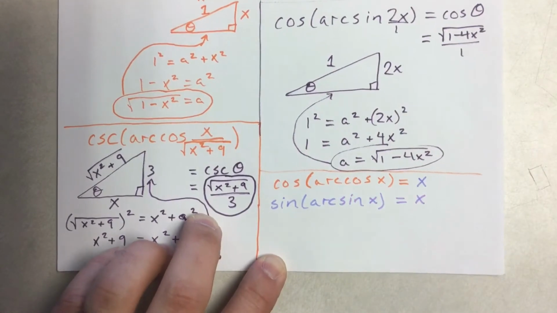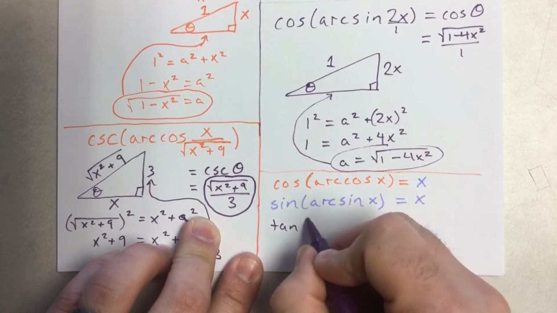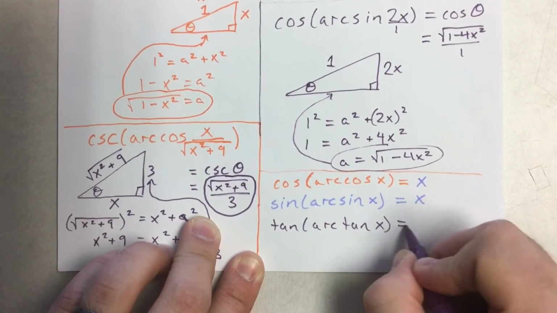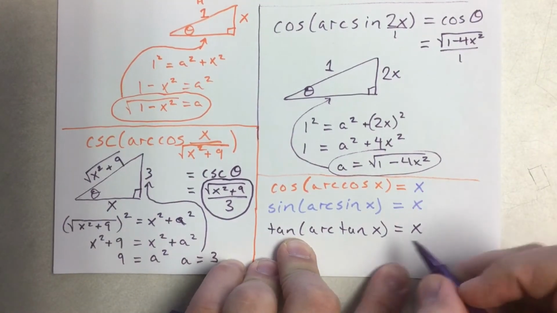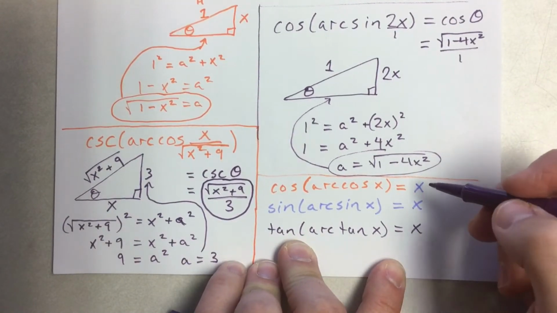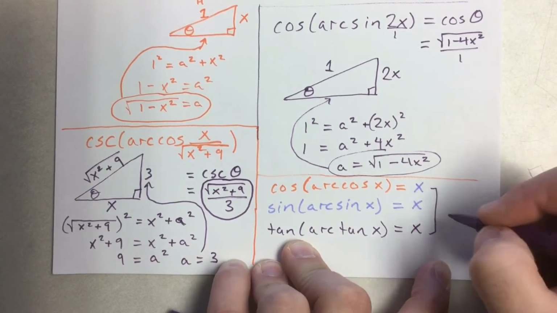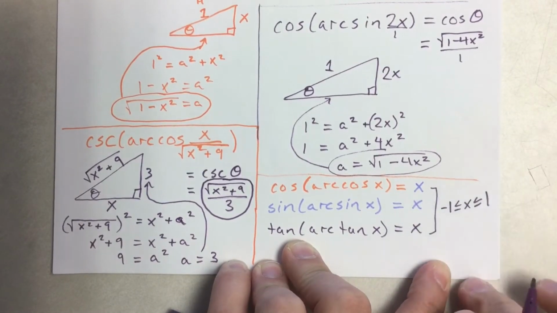And if I place arc tangent into tangent, we would always get x. And x here, our domain will be for, so I want to say this, for these three, x is within -1 and +1.